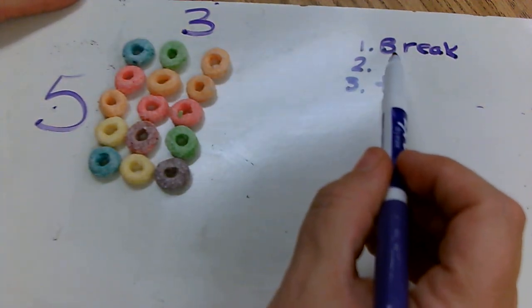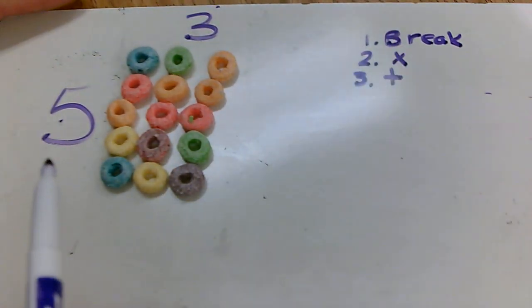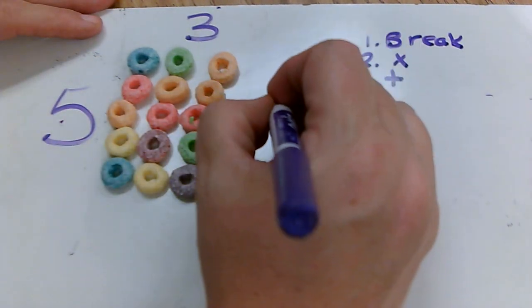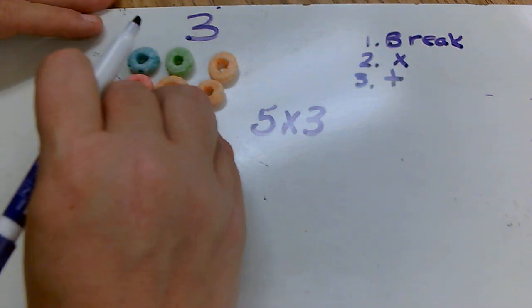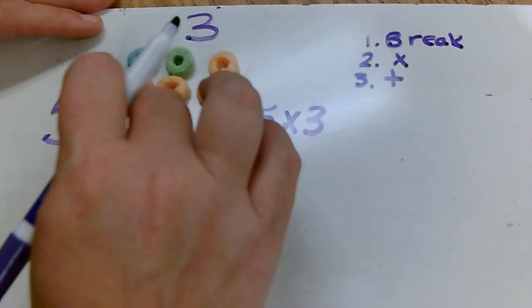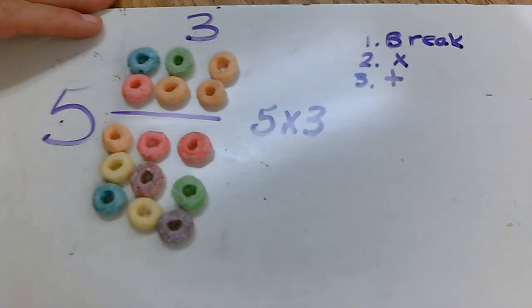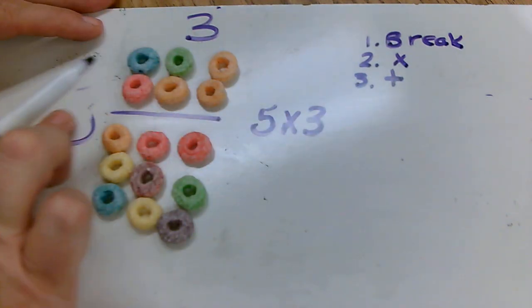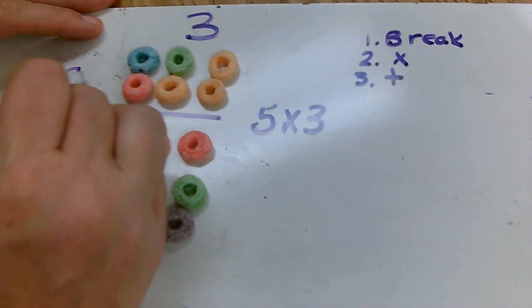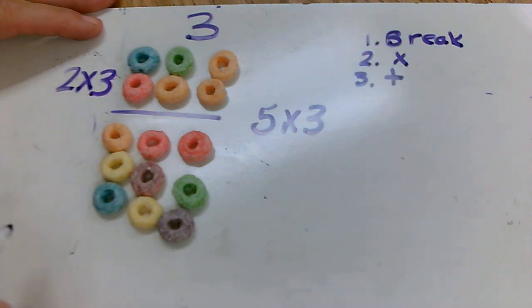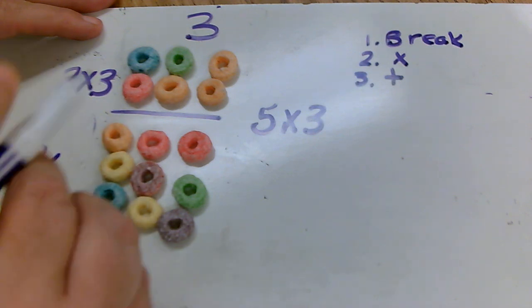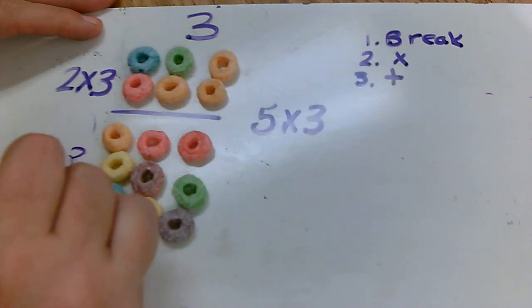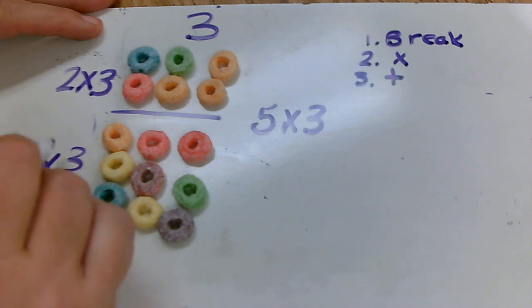So we're going to break it apart, okay? My first step is to break it apart. So I have 5 times 3 because that's my original array. But I'm going to break this array apart into a 3 and a 2. So this is now 2 times 3, and this one is 3 times 3.